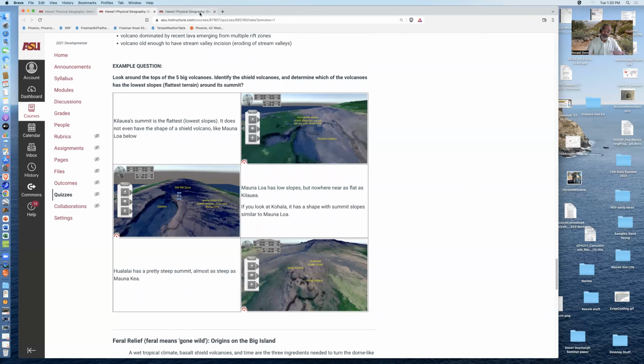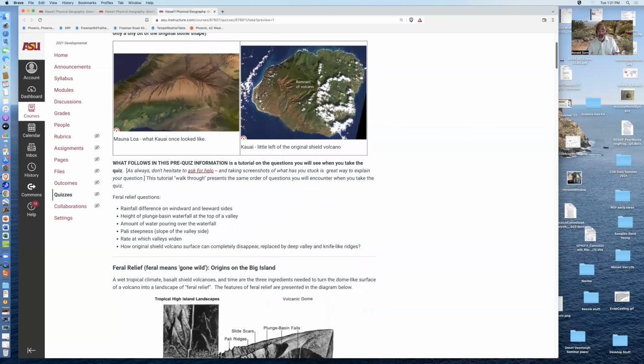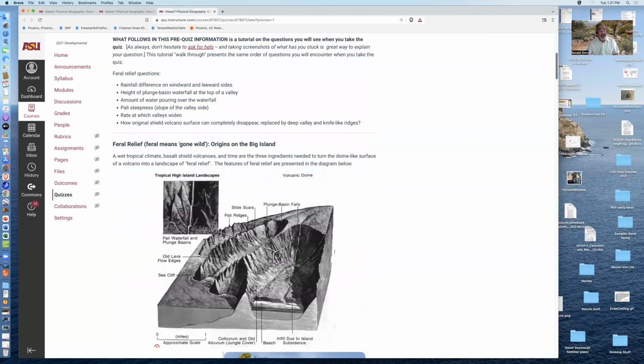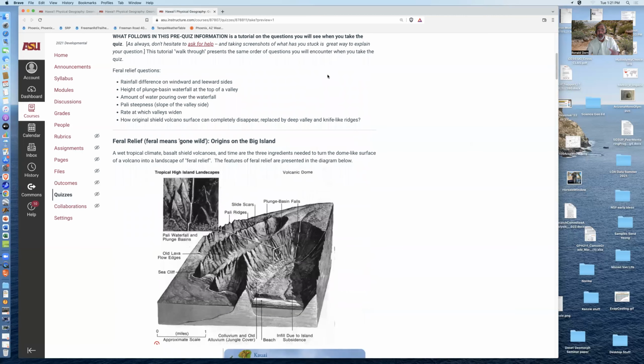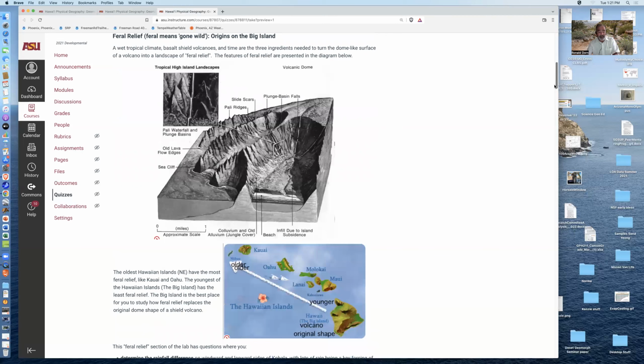When you finish these basic ideas of constructing a volcanic landscape, then we get to destroy it in the next lab, which is waterfalls and ferrorelief, or wild relief. The questions in this lab walk you through how you go from the spectacular dome-like shape of the volcano to the landscape portrayed in this diagram of knife-like ridges with pali, or cliffs, and deep valleys.